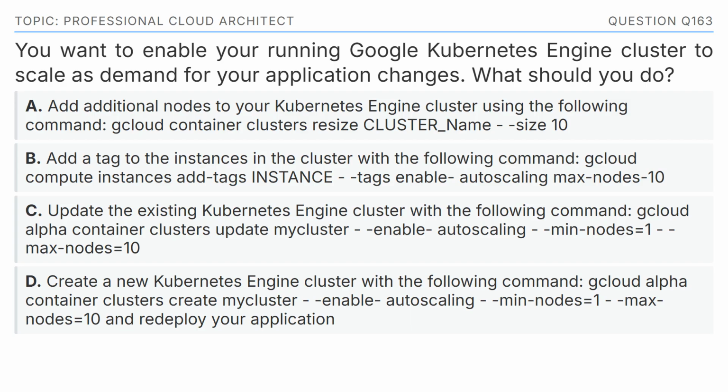Option C, update the existing Kubernetes Engine cluster with the following command: Cloud Alpha Container Clusters update mycluster enable autoscaling min nodes equals 1 max nodes equals 10. Option D, create a new Kubernetes Engine cluster with the following command: Cloud Alpha Container Clusters create mycluster enable autoscaling min nodes equals 1 max nodes equals 10 and redeploy your application.